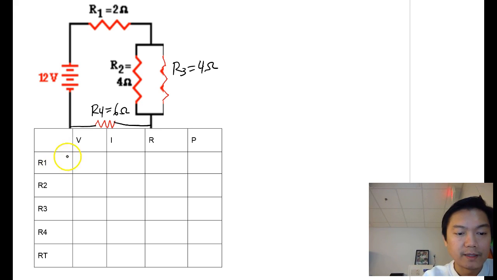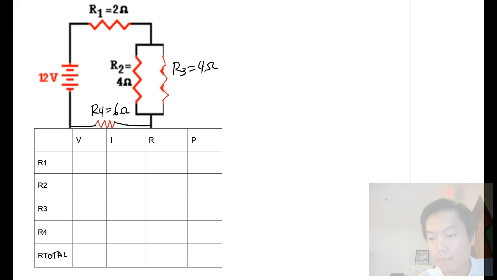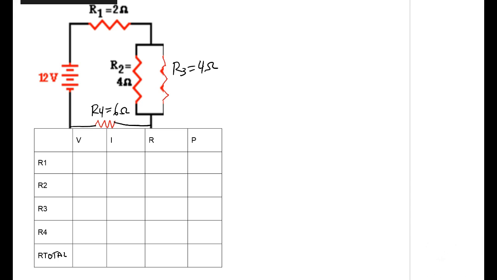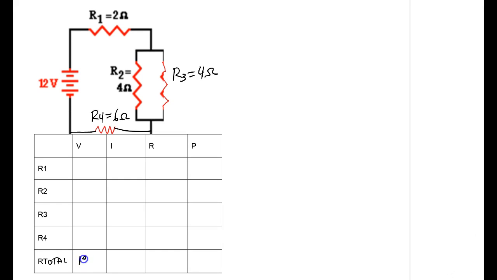So the way it's set up is voltage, current, resistance, and power for resistor 1, 2, 3, 4, and then RT is going to be the total. Right, total. Okay, so right now the total is going to be about the battery. So that's where you look to for the total. So voltage is 12.